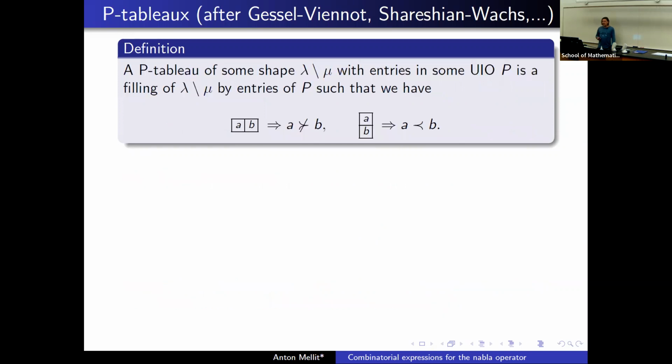Okay, now we fix this unit interval order, and we are going to consider certain fillings of a shape. So we fix a skew shape, and a P-tableau, where P stands for our unit interval order. A P-tableau of some shape is a filling of the shape by entries of P, such that the following things hold.